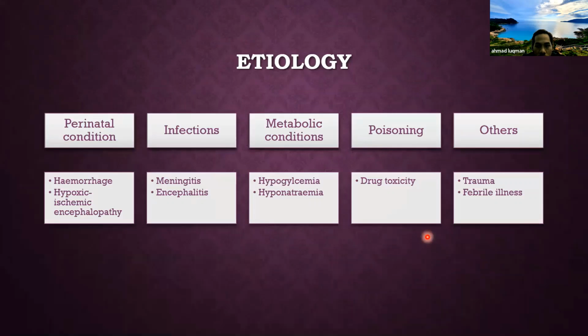The etiology of epilepsy can be many, such as genetic, structural, metabolic, immune, infectious, or unknown. Mostly in epilepsy, the etiology is unknown.